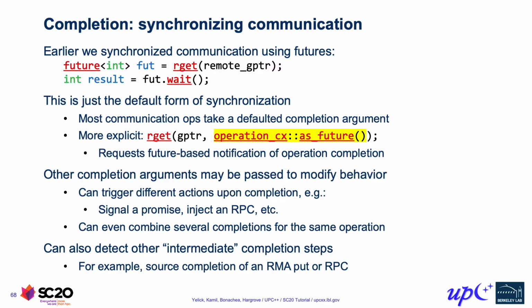More specifically, the default completion notification for most operations is a future that notifies us when the entire operation has been completed. So operation_cx means we're looking at the operation completion event, and as_future means that we want the result as a future. So that's just the default. We can actually specify other completion arguments to get another event or another mechanism, such as, as we'll see in a moment, promises or even RPC callbacks.